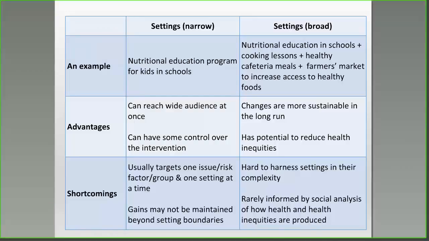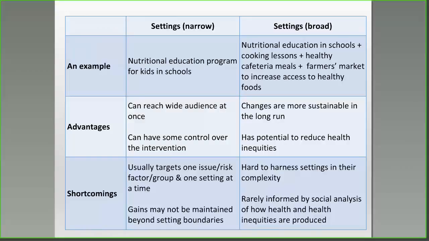So the narrow definition of settings has some advantages, as it can allow practitioners to reach a wide audience at once, and it also allows practitioners to retain some kind of control over the intervention, so what's delivered, how, and to whom. However, it again usually targets one issue or risk factor or one group in one setting at a time. And the gains may not be maintained beyond these settings boundaries. So they may be short-lived as well.